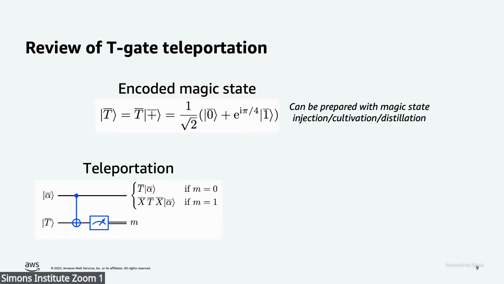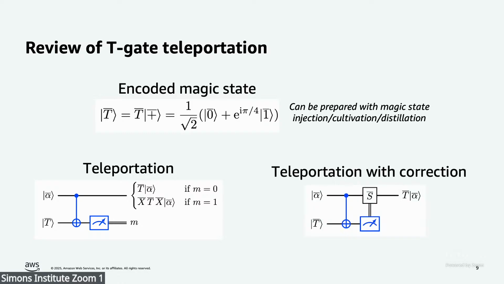This gives you a measurement outcome M. If M equals 0, you can easily see by direct computation that you've correctly applied the T gate onto the first wire. But if M equals 1, which happens with 50% probability, then you apply the wrong gate onto the first wire. Instead, you apply this XTX gate, and you have to make a correction for that.